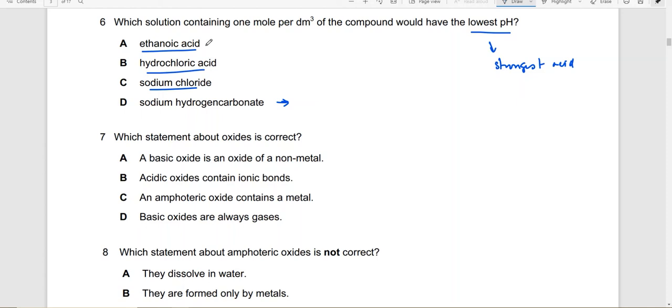How do you know that? You would get to know once you study organic. But ethanoic acid is actually an organic acid, so its organic acids are generally weak. So hydrochloric acid will be the answer. So strong acid, so lowest pH.